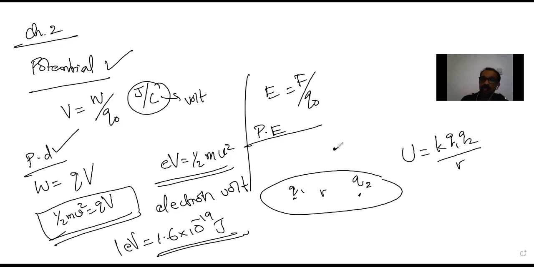Suppose there is one more charge coming, maybe Q3. So there are three pairs of charges, Q1, Q2, Q3. The distance between each pair of charges we have to take into account. In one pair, how much is the distance between the two point charges? That should be taken into account. In that way, we calculate the potential energy between Q1 and Q2, Q2 and Q3, and Q1 and Q3. Then adding all the potential energies together gives the potential energy of the system.